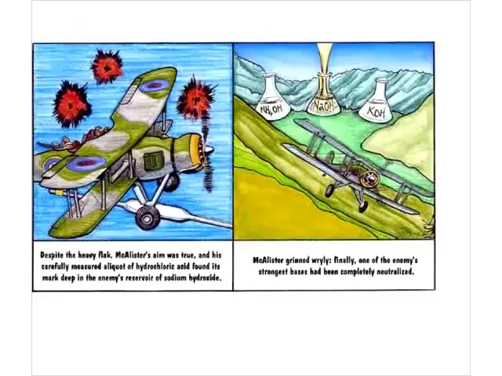And here we go. Here's a little cartoon that reflects a little bit of what titration is all about. So here we are, World War I, I guess. "Despite the heavy flak, McAllister's aim was true, and his carefully measured aliquot of hydrochloric acid found its mark deep in the enemy reservoir of sodium hydroxide." Now, a measured aliquot is a very, very precise measured amount. In this case, it's a very precise measured amount of hydrochloric acid. It's going to be delivered to try and neutralize the enemy base, and once he's successfully done that, his comment is, "He grinned wryly, finally one of the enemy's strongest bases has been completely neutralized."